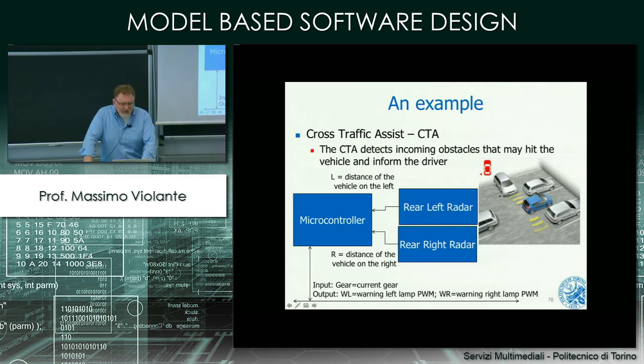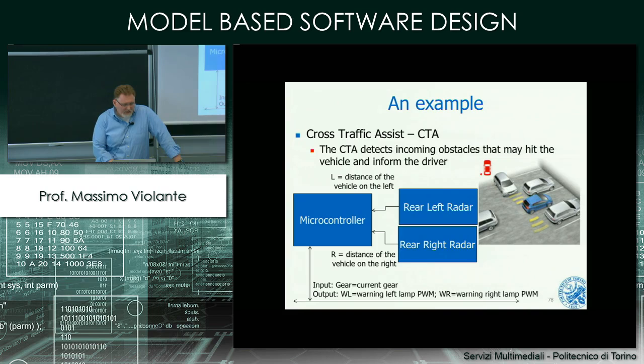So if we want to have a conceptual view of this item, we can see that it is composed as described here. We have a rear left radar, we have a rear right radar. These are connected in some way with a microcontroller. And then we could have some IOs of this microcontroller towards the rest of the vehicle. For example, we can have, through the vehicle network, the information about the current gear, so that only if we are driving backwards, it is important to activate the service of this system.